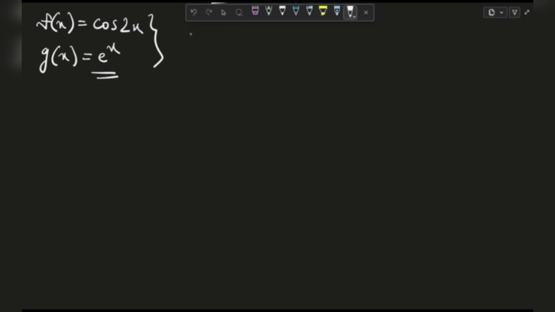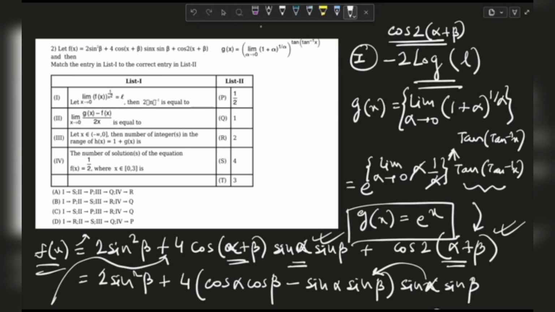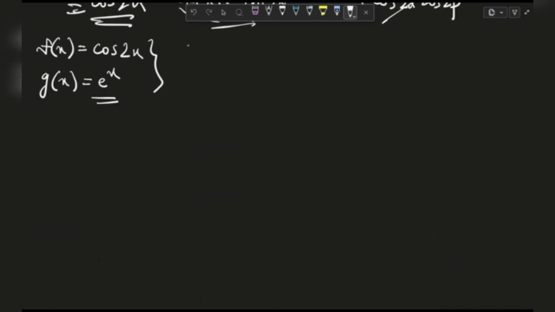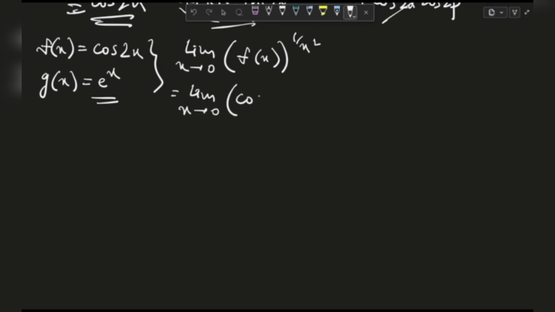Our first option: limit x tends to 0 of f of x powered 1 by x square. Let's do that. This is looking like 1 power infinity. So first we have limit x tending to 0 of f of x powered 1 by x square, which is limit x tending to 0 of cosine 2x power 1 by x square.